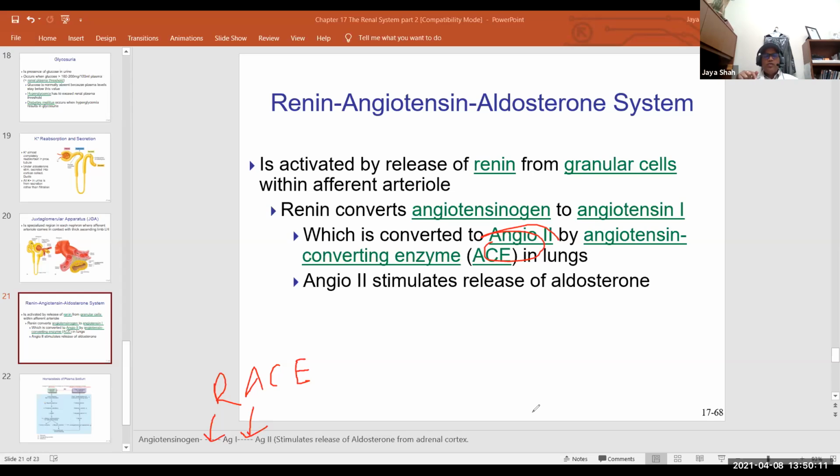And now what does aldosterone do? Aldosterone activates the DCT and collecting duct to absorb more water and more sodium and excrete potassium. And that's how it increases the volume. So renin is released based on what is the volume of the blood and what is the stretch in the afferent arteriole.